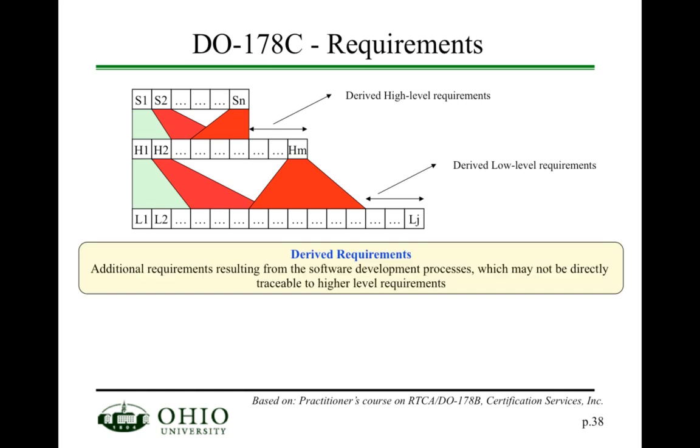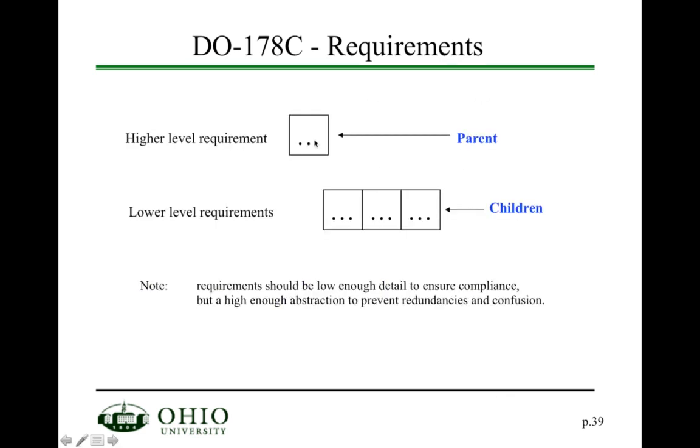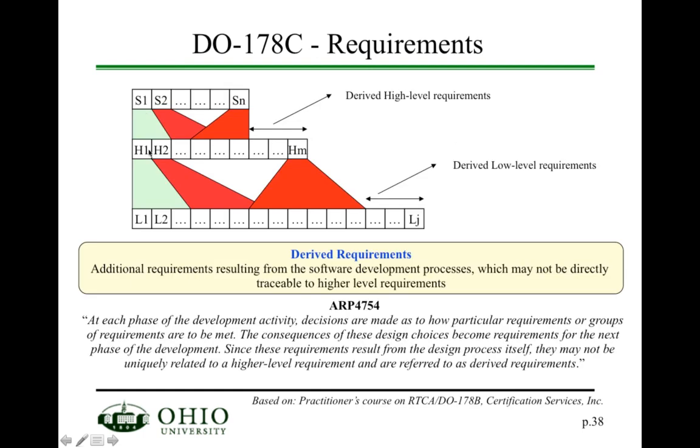So that's what I'm saying here. So this back and forth. Okay, in this case, I put the derived requirements here, and I put an extra definition from ARP 4754. Now, if you have a high-level requirement H1, I break it down into a set of requirements L1 to L2.